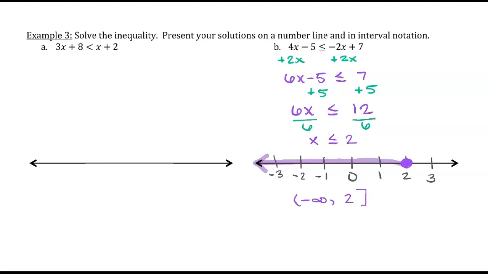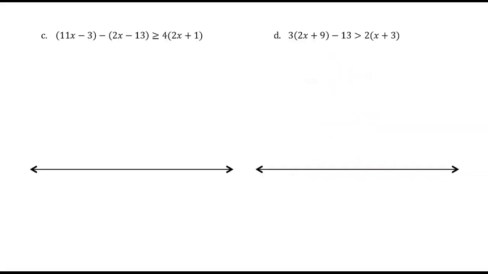Let's look at part C. In part C, we have a little more simplifying to do on the left side and the right side before we combine like terms. On the left, we start with this 11x minus 3. It's grouped together, but there's nothing that needs to be distributed to it, so we can drop those parentheses. However, the second set of parentheses, we need to be careful and distribute the negative.